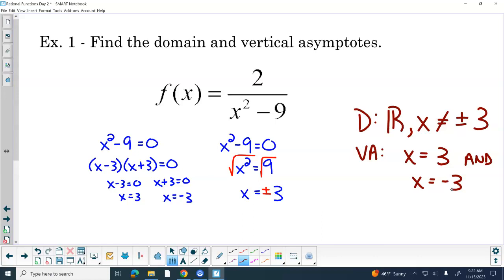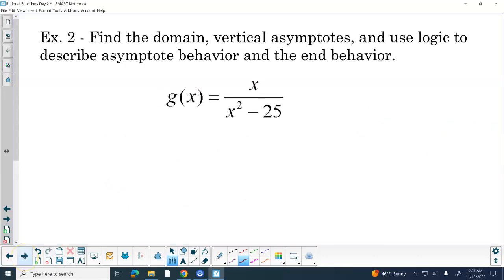Okay? Good on that. All right. That being said, you do this one now. Find me domain, vertical asymptotes, asymptote behavior, and end behavior.